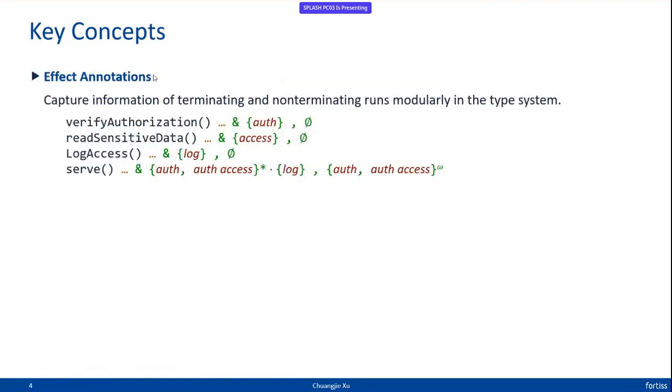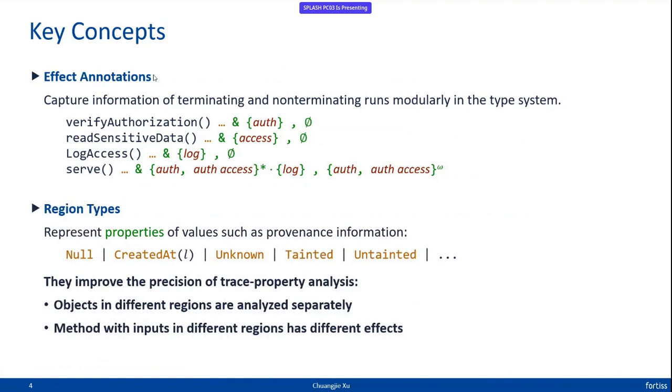Okay, so here I have already mentioned one key concept, the effect annotation. For example, the verify authorization method will emit an auth event. So it will generate a trace, say auth here, and so on. And as I said, in this talk, I'm mainly focusing on the types. So why are we interested in the types? Actually, we are working on so-called region types.